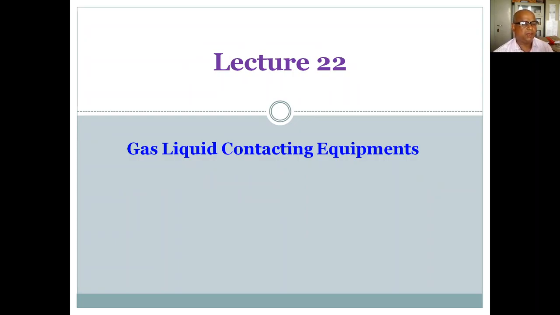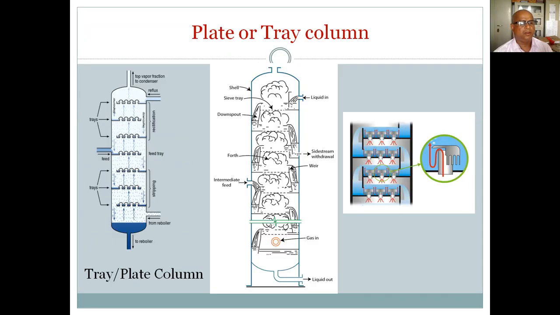Here we are discussing the gas liquid contacting equipments. In the last class, we have seen that for gas liquid, mainly two equipments are widely used in industry. These are the packed tower or packed bed, and the tray column or plate column. Today we'll discuss more about these two equipments. Let's take the first one, that is the plate column or tray column.